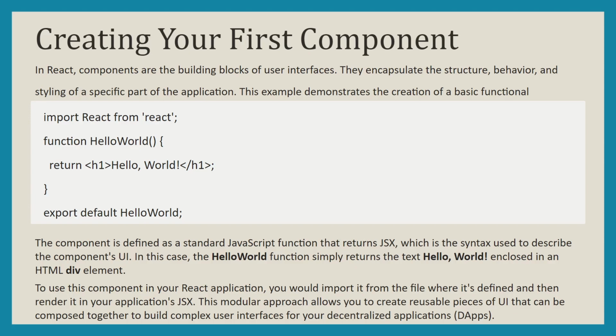This modular approach allows you to create reusable pieces of UI that can be composed together to build complex user interfaces for your decentralized applications. And just to elaborate on what JSX is, JSX stands for JavaScript XML. It's a syntax extension for JavaScript used with React to describe what the UI should look like. With JSX, you can write HTML-like code within JavaScript, which makes it much easier to create and manage React components.